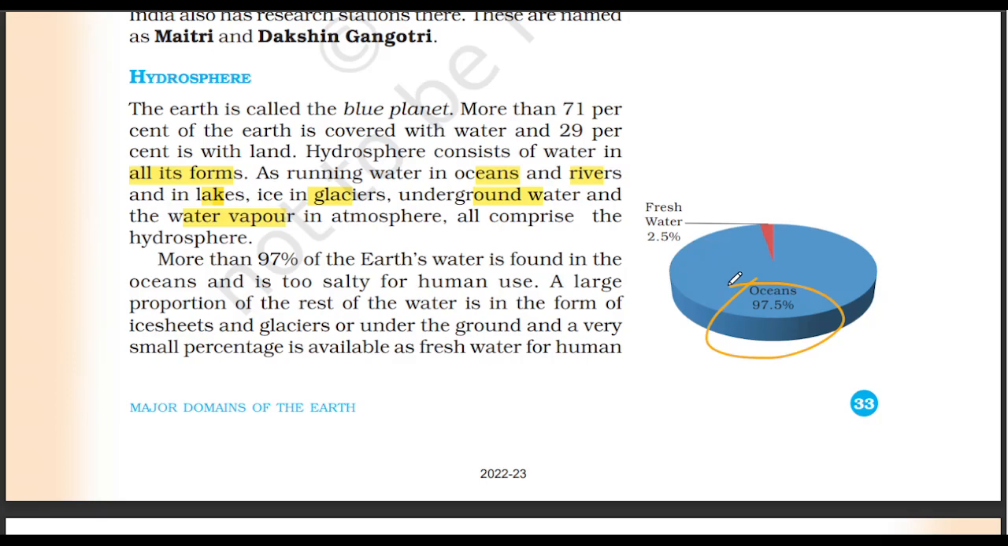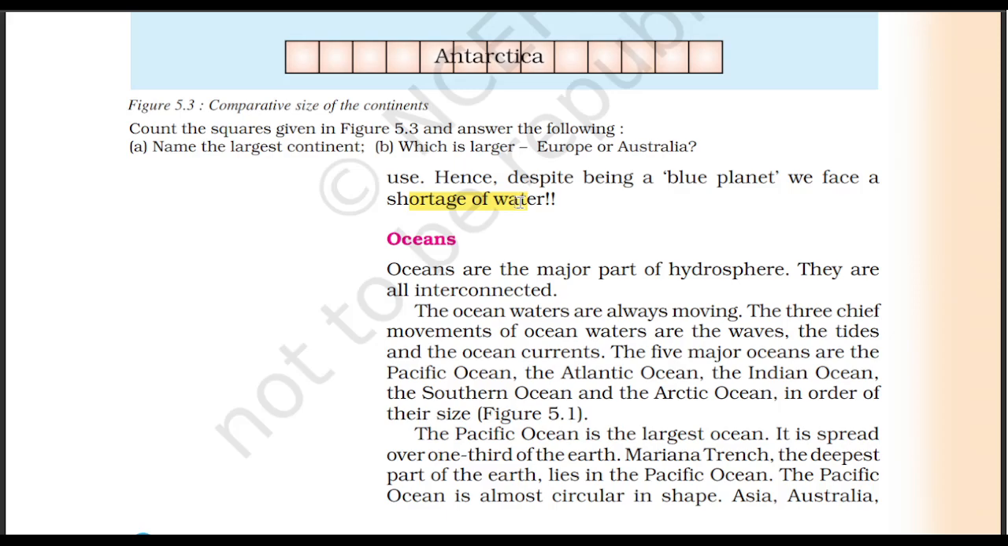Hence, despite being the blue planet, we face a shortage of water. The Earth is the only planet which has water for human beings to survive, with 97% water, but for human beings only 3% is available. It means a shortage of water, because the population is growing very fast. The resources are the same but the population keeps going up.